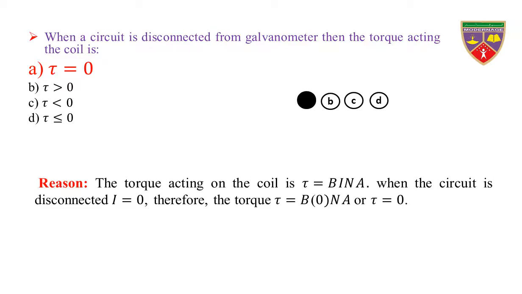Reason. The torque acting on the coil is tau equal to B I N A, where B is the magnetic induction, I is the current, N is the number of turns, A is the area of the coil. When the circuit is disconnected, current I is equal to 0. Therefore, the torque tau is equal to B into 0 into N into A, or torque tau is equal to 0. Hence, the torque acting on the coil is tau equal to 0.